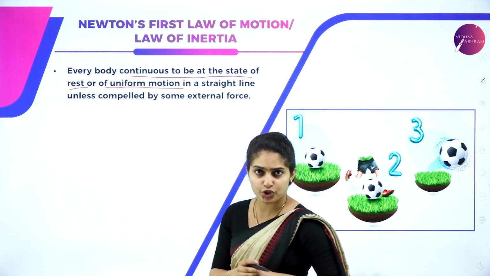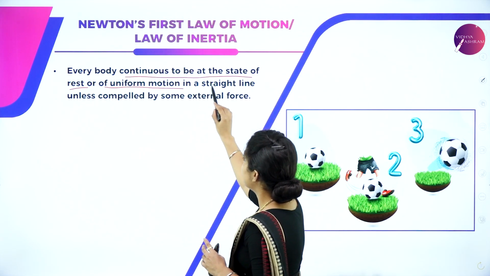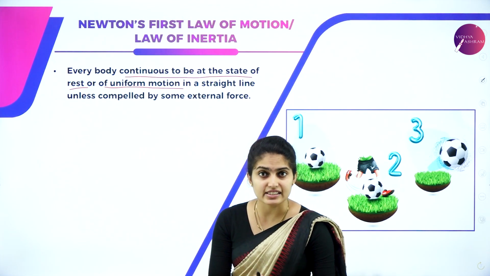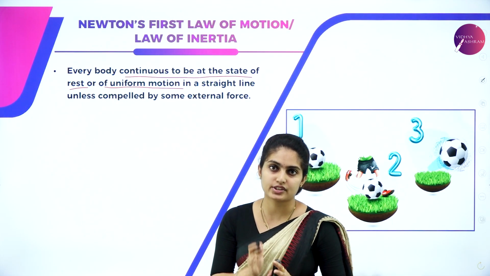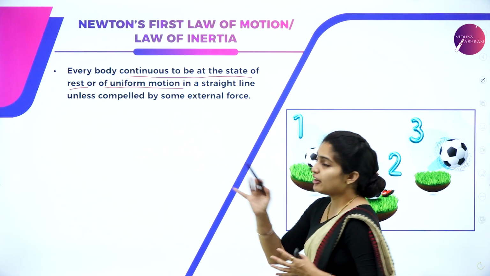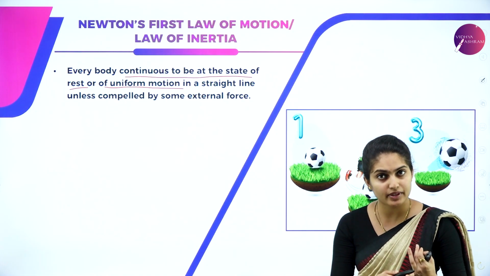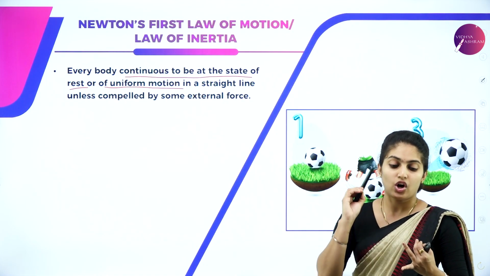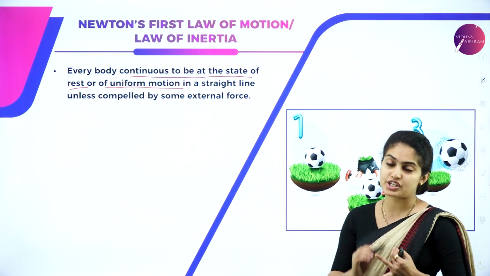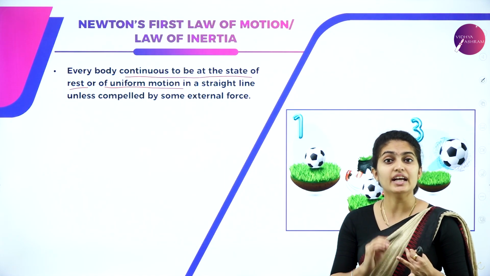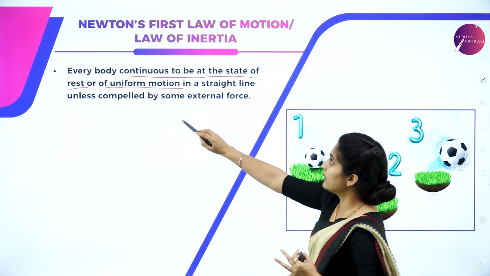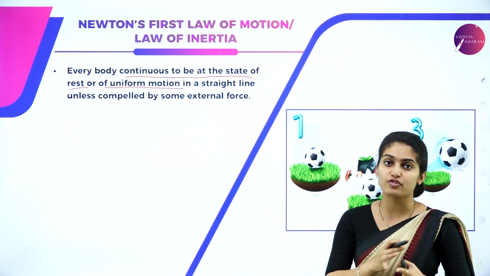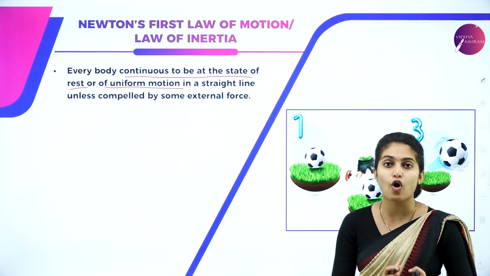Every body continues to be at a state of rest or of uniform motion in a straight line unless an external force is compelled on that object. So again, every body will either continue to be at the state of rest or at uniform motion until an external force is acted upon it. That is called Newton's first law of motion, which is also called the law of inertia.